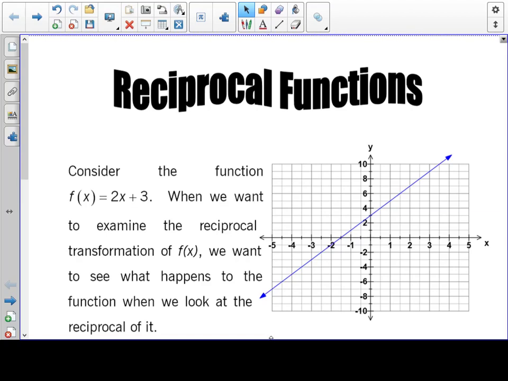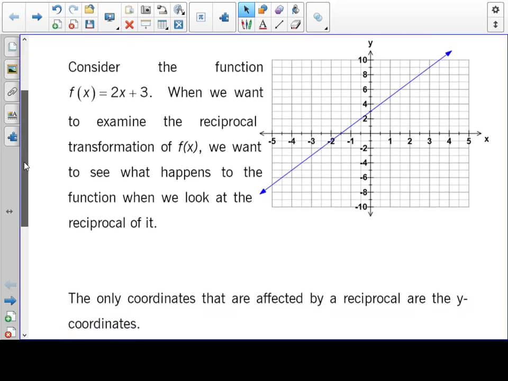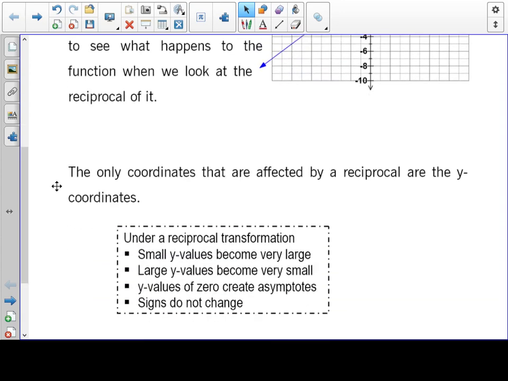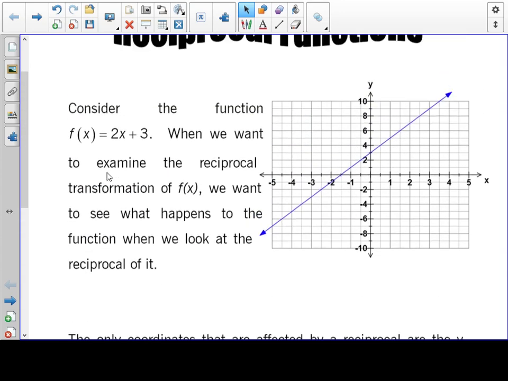So let's think of the line y equals 2x plus 3. We see it pictured to the right. It has an x-intercept of -3/2, y-intercept of 3. What we want to do is see what happens when we look at the reciprocal of it.